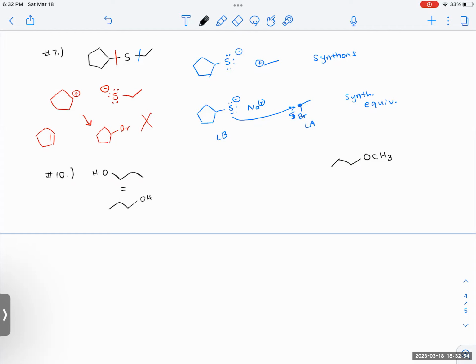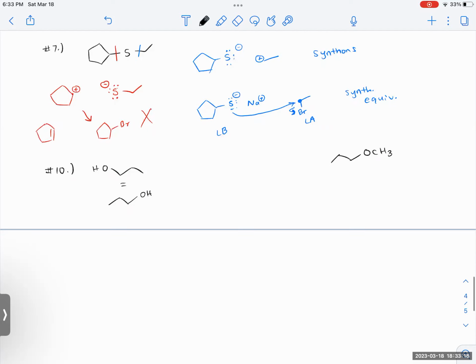So yeah, this time NBS and light right off the bat is not going to help us, but we do have an OH, which we could get rid of because it's not helping us at all right now. We can't just replace a hydrogen with a methyl group. So what is a good way to get rid of an alcohol?